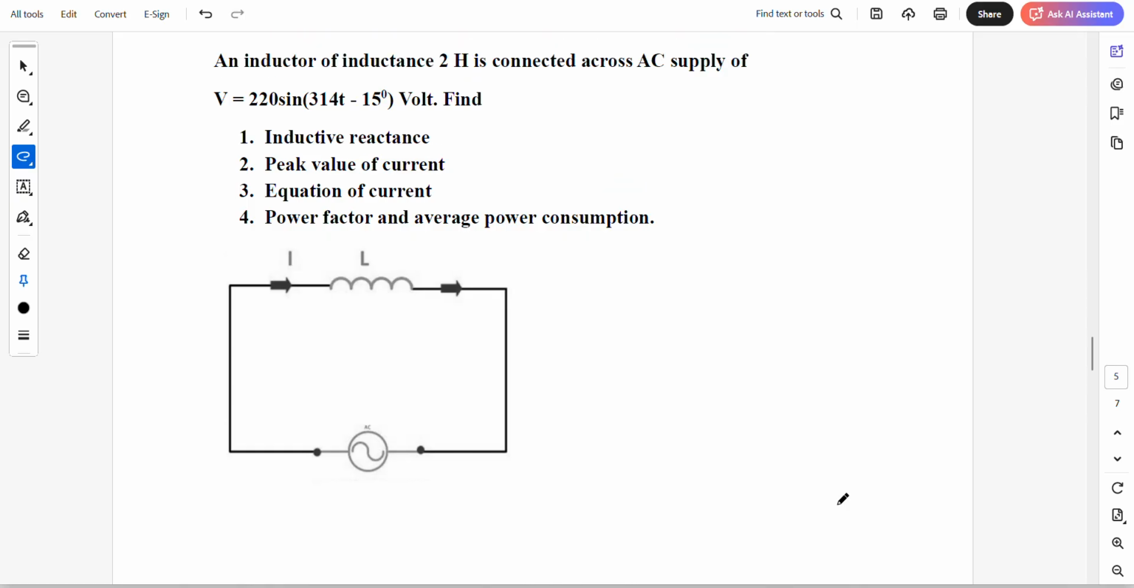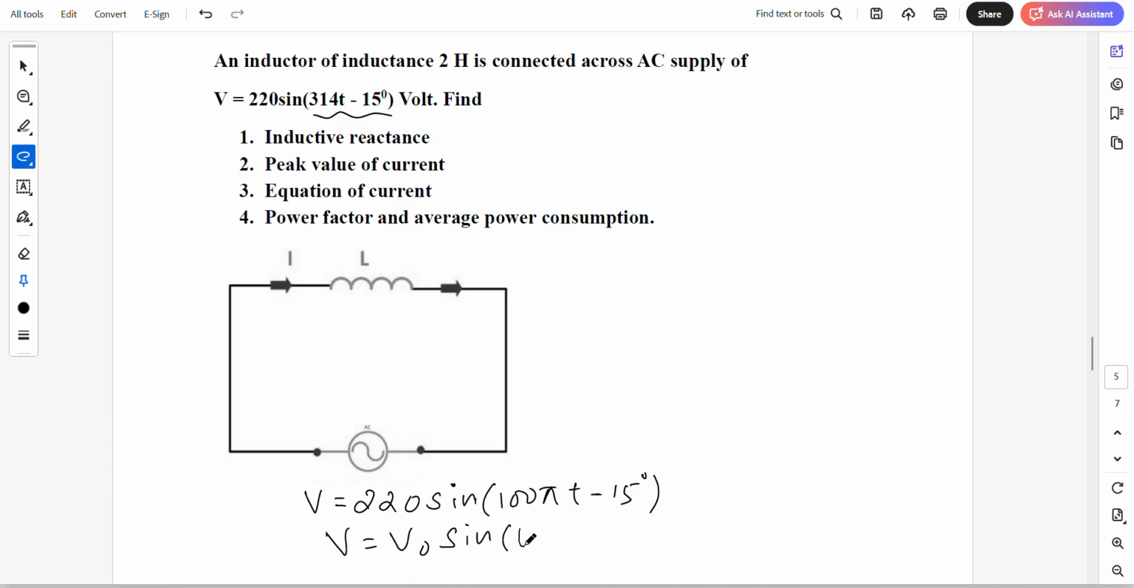What is it saying? An inductor of inductance 2 Henry is connected across a voltage. This time I have given what? Voltage. V is equal to 220 sine of 100 pi t minus 15 degree. I will compare this with V is equal to V naught sine of omega t minus phi. What you have to calculate?